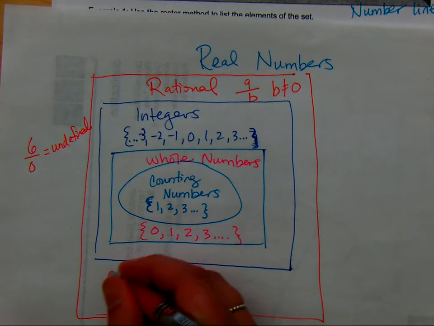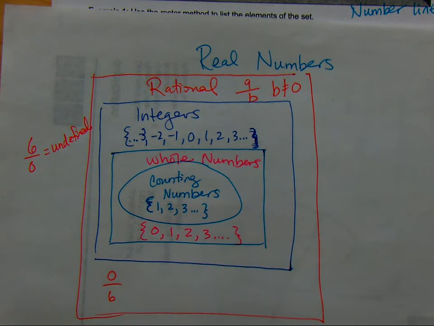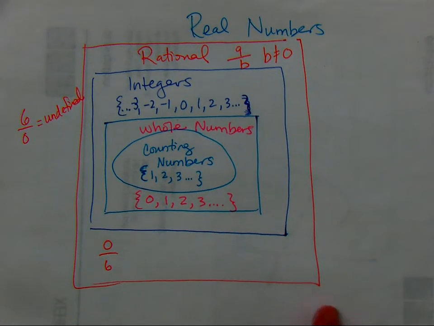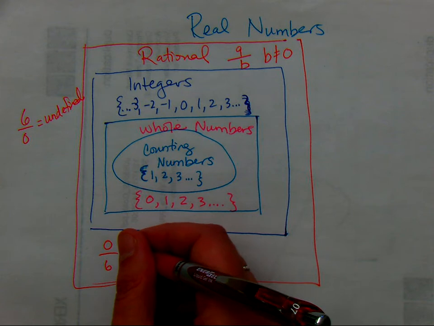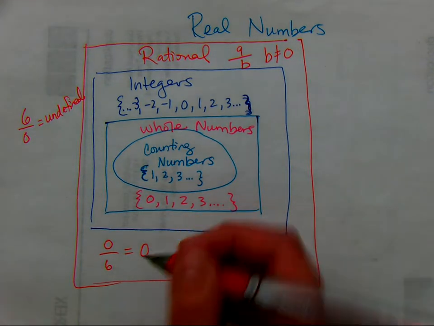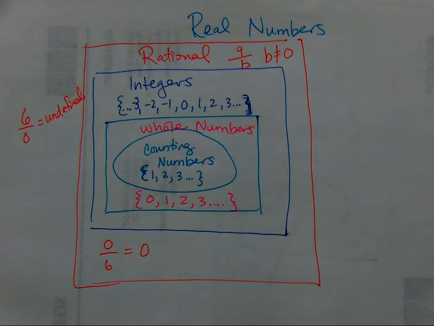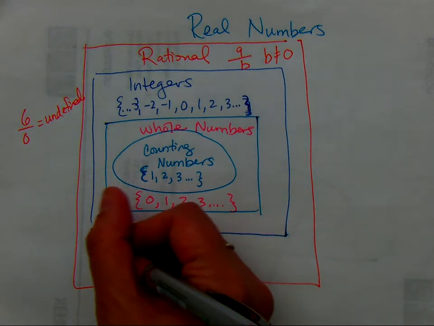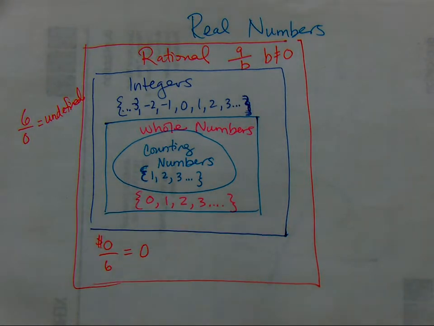Could you have 0 divided by 6? What is 0 divided by 6? Is it 6? No, it's 0. Think about it in terms of money for a minute. Imagine you had $0 and you were going to divide it evenly among you and your 5 friends. 6 people were going to divide up $0. How much money would each person get? They would get $0, right?